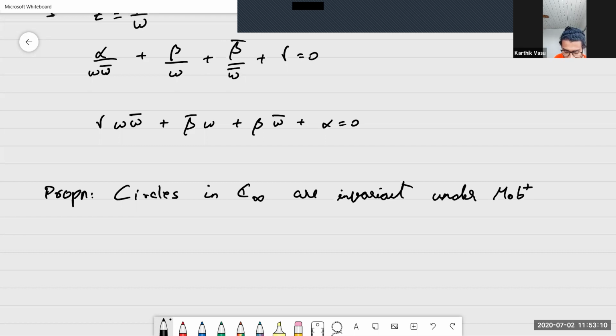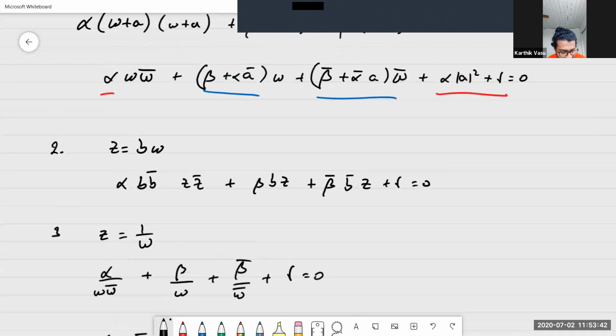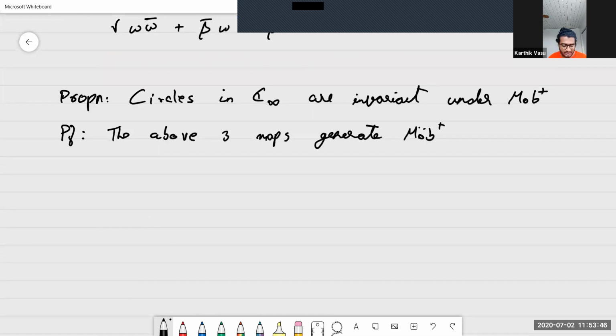So, proposition: what do I mean by invariant? I just mean that every element of Mob plus takes a circle in C infinity to another circle in C infinity. Okay. So the proof is, since these three maps here generate our Mobius group, all elements of the Mobius group can be written as a composition of these three. Since these three preserve circles, any element of Mob plus will preserve circles. Okay.